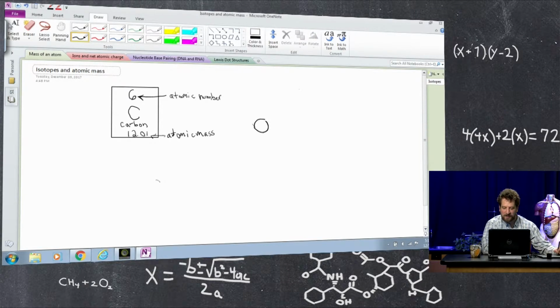Let's draw another atomic nucleus here. 6p, 6n, and hopefully you can see that. So we'll imagine an atomic nucleus that has 6 protons and 6 neutrons. Because it has 6 protons, this atomic nucleus must be the nucleus of a carbon atom. Okay, so this would have to be carbon.